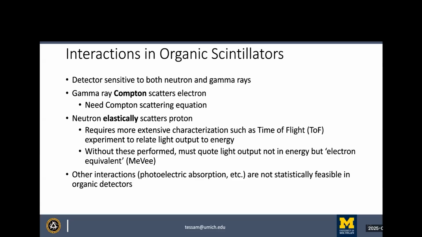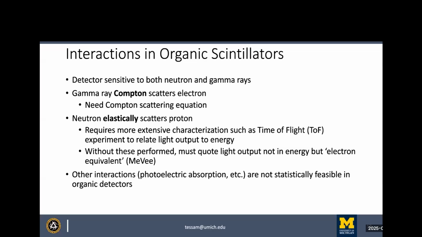A gamma ray will Compton scatter off of an organic material. So we need to know the Compton scattering equation for it to understand what is going on and read our energy output. Whereas neutrons would elastically scatter off a proton or less frequently a carbon nucleus.